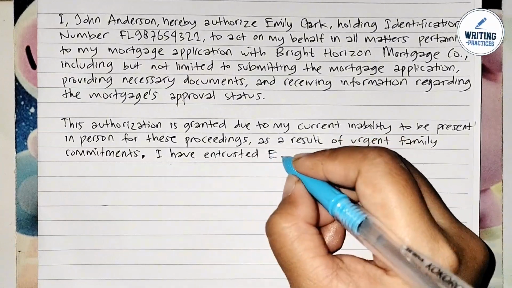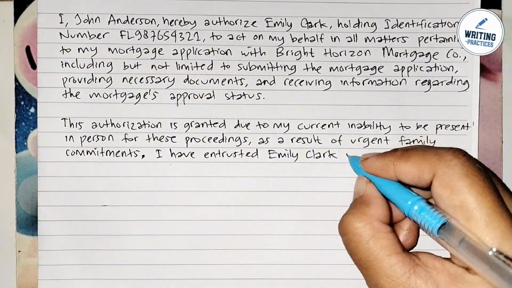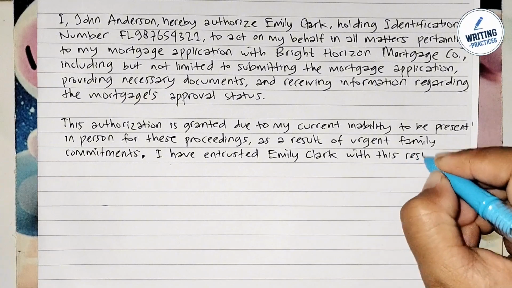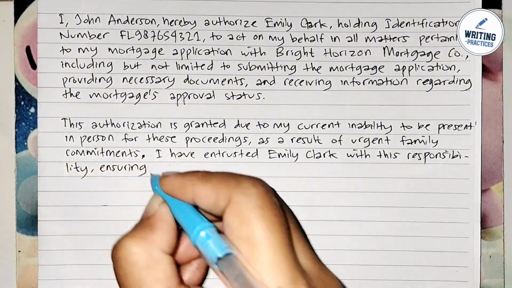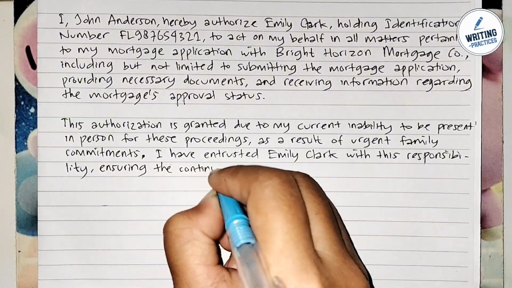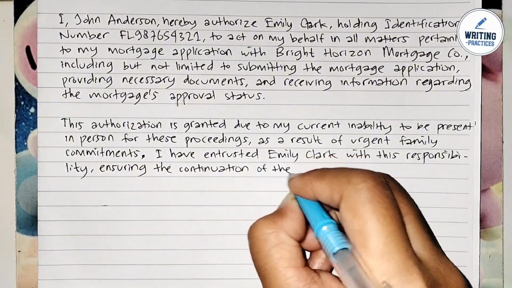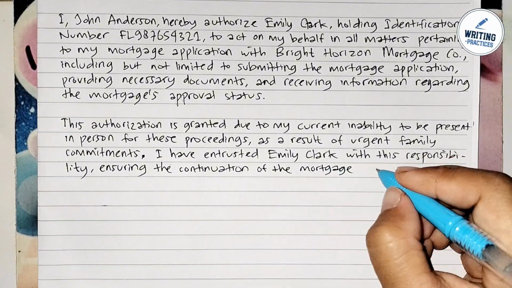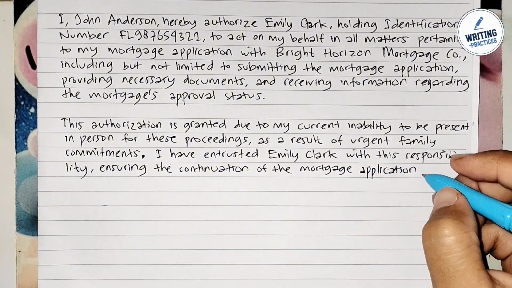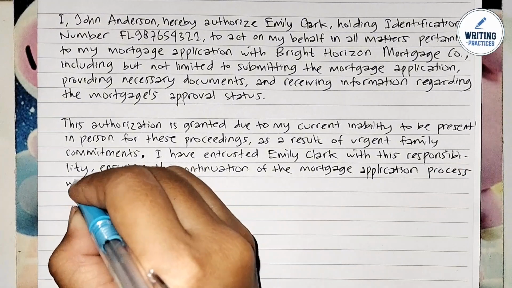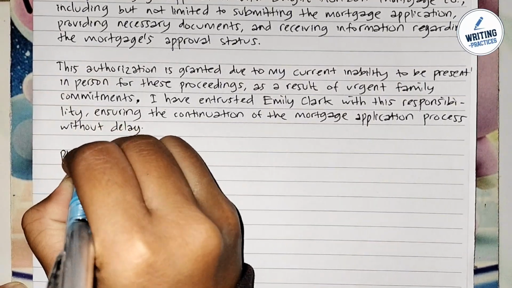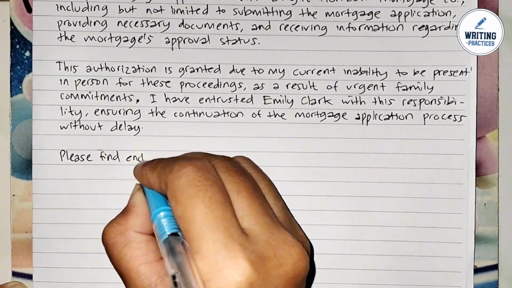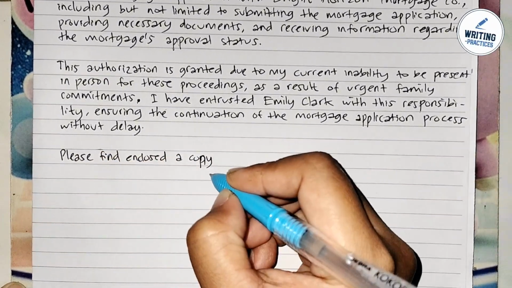After that, you can continue by showing expression of trust. Yes, emphasize trust in the person you mention, in this case is Emily Clark, to handle these responsibilities effectively. You can simply write something like, I have entrusted Emily Clark with this responsibility, ensuring the continuation of the mortgage application process without delay. In third paragraph, this is where you write about documentation and verification.